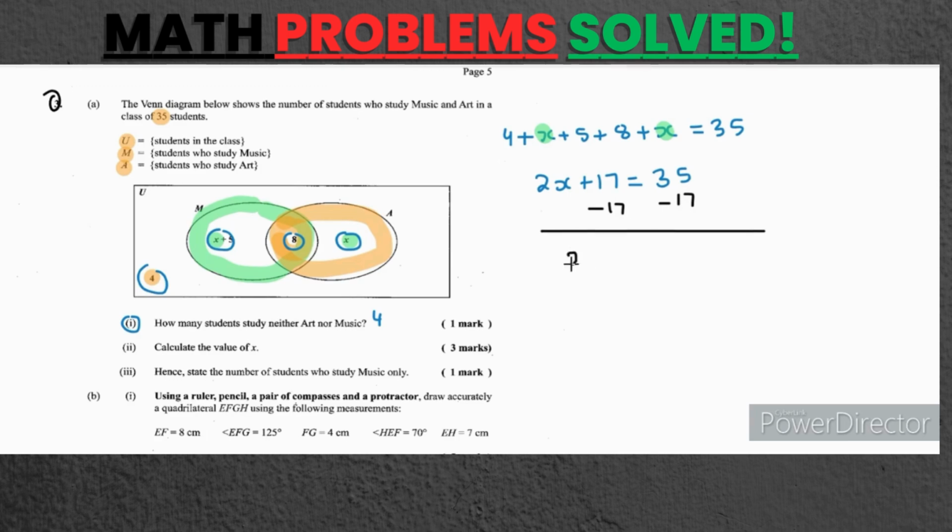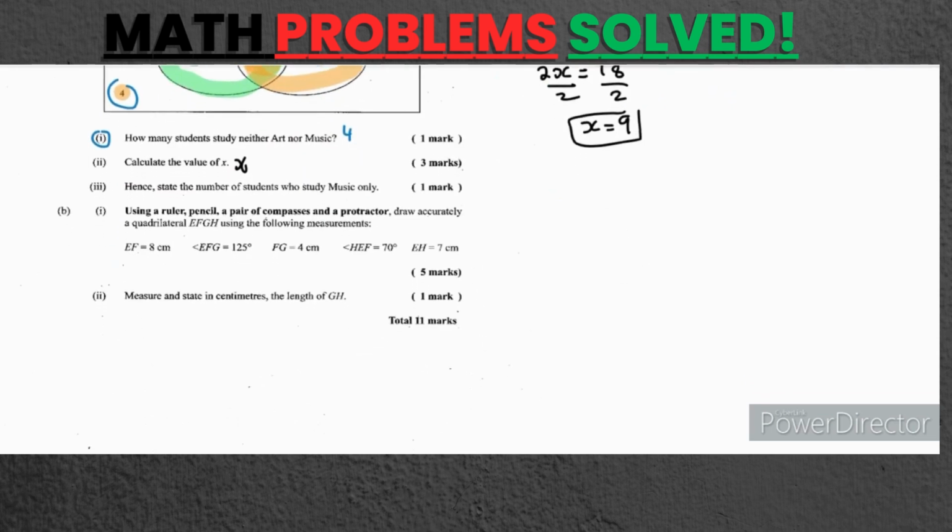So what will you get? 2x will be equal to 18. And you divide both of them by 2. So x will be equal to 9. So 9 is the value of x here, right?